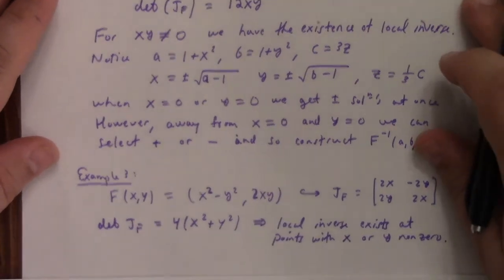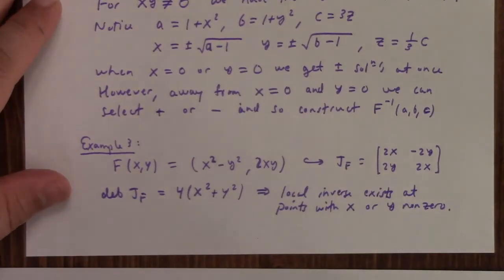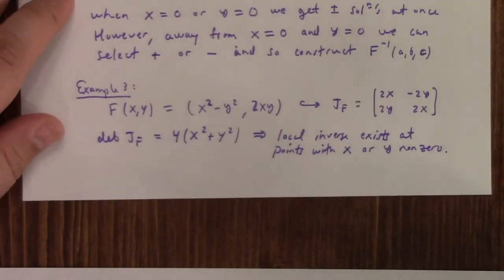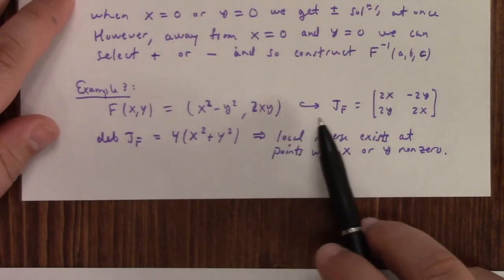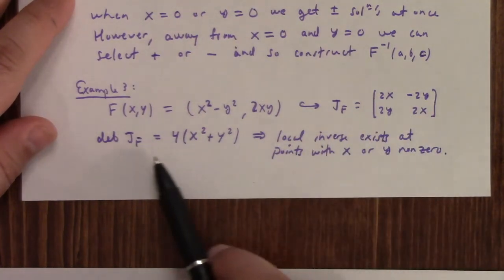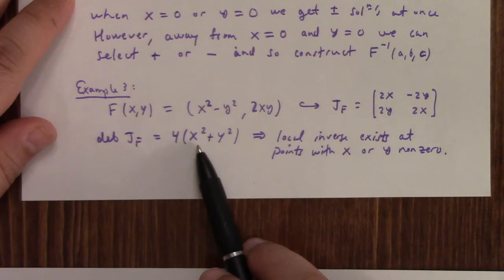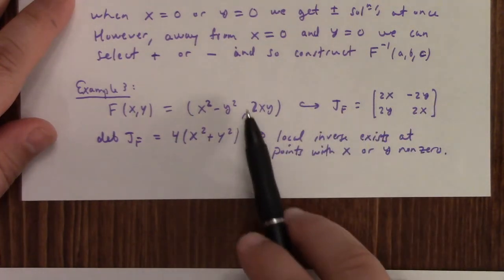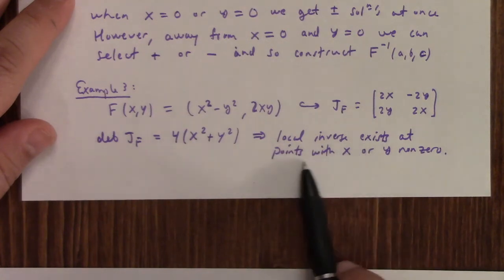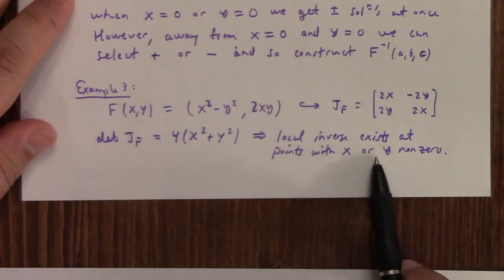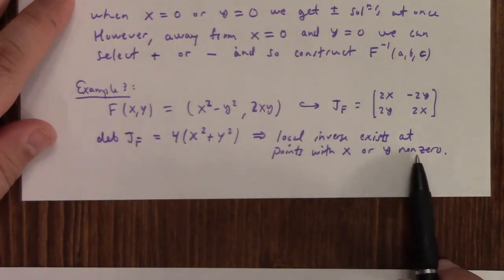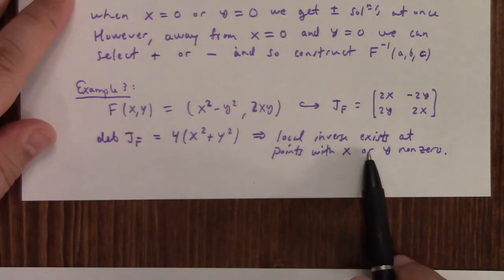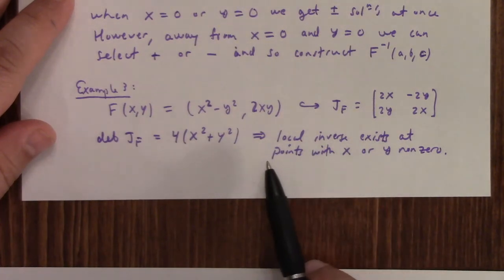Oh, I have an example 3. So f of x, y equal to x squared minus y squared, comma 2xy. The Jacobian's this, and the determinant is actually 4 times x squared plus y squared. So what this means is that this function has a local inverse at points with x or y non-zero. In other words, you can be sure the local inverse exists at every point except for the origin.